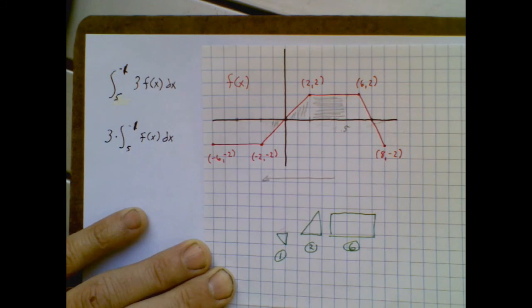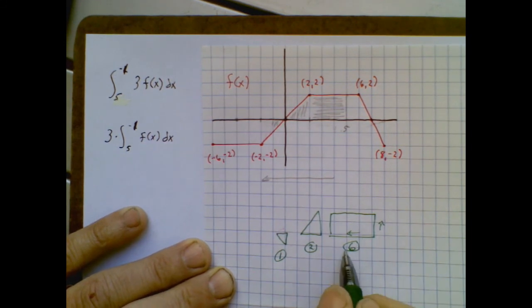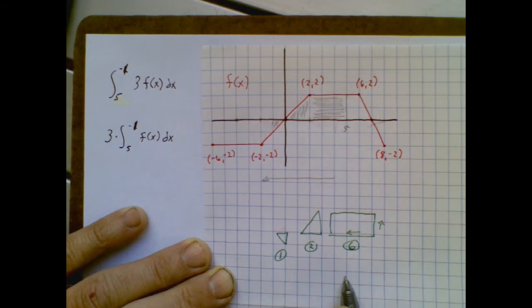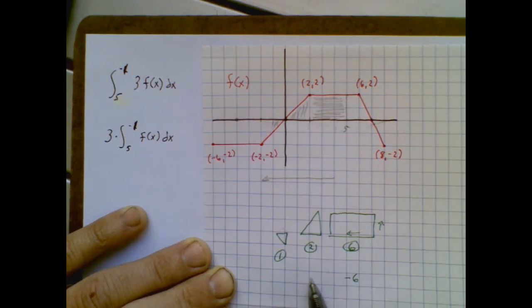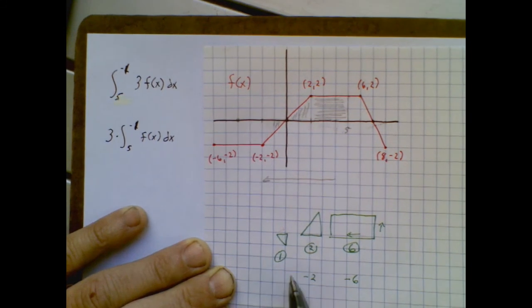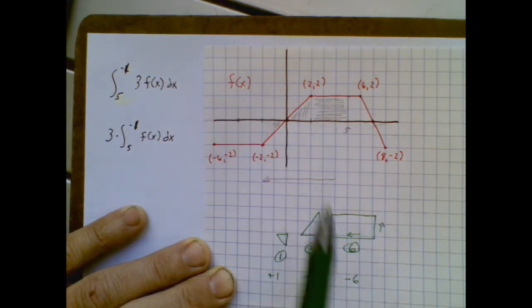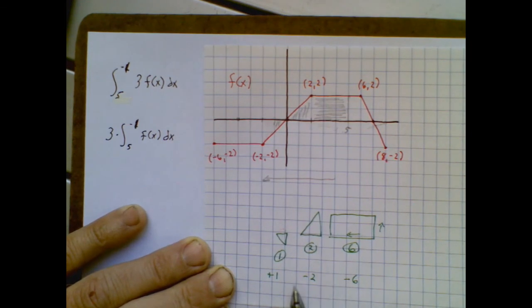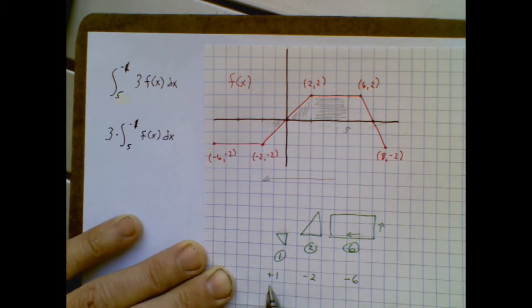But remember, I have to think of direction of travel. I'm traveling in the negative direction, and I have positive territory being trapped, so that's going to count as a -6. This is going to count as a -2, and this is going to actually count as a +1 because I'm traveling in the negative direction and the region is trapped below the x-axis. So when I combine all of this together, I get a -7.